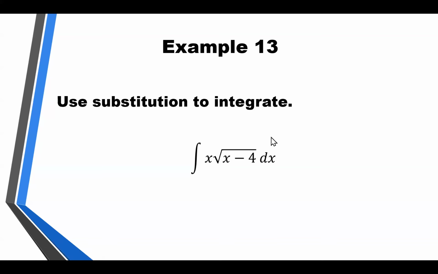Now, here's another example where we can utilize a similar technique to example 12, that rational function technique. So we have the integration of x times the square root of x minus 4. Trying to do this with basic methods would be very tough. But this is doable with substitution plus a little algebraic manipulation.